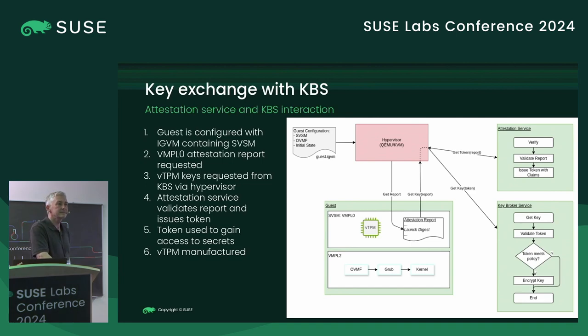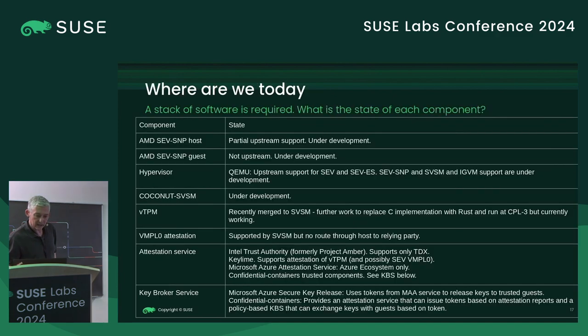My question would be, are there plans? That would be exactly my question, that we or someone else builds open source software for attestation service and key broker service to manage roots of trust and compare public keys and certificates? Yeah, so I don't know if you saw on that last slide, if it gave you time to read it. That I saw, and that was Intel and Microsoft Cloud. The bottom one, though, confidential containers, trusted components.